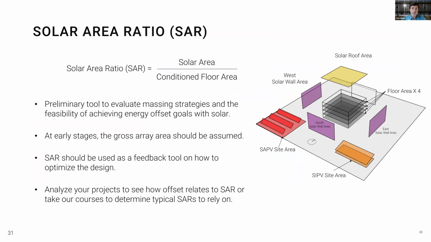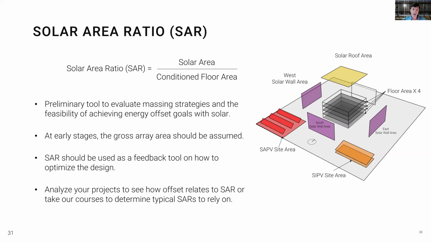So you might ask, that's all great, but how do I get started with my next project? That's where we believe the best first step is to establish your energy goals and then assess what we call the solar area ratio. The solar area ratio, or SAR, is a preliminary tool to evaluate massing strategies and the feasibility of achieving energy offset goals with solar. At an early stage, you can identify the areas you can dedicate to solar, and the SAR can be used as a feedback tool while optimizing a design.